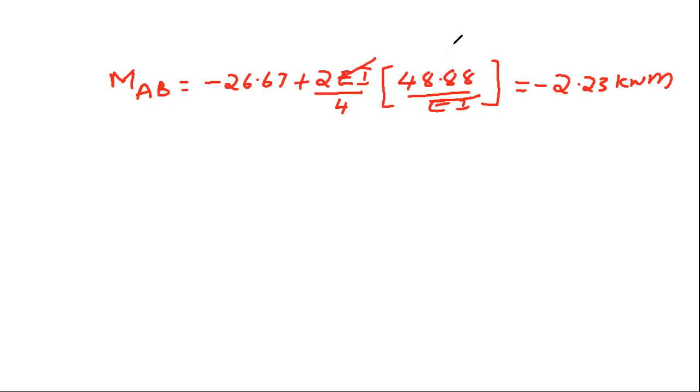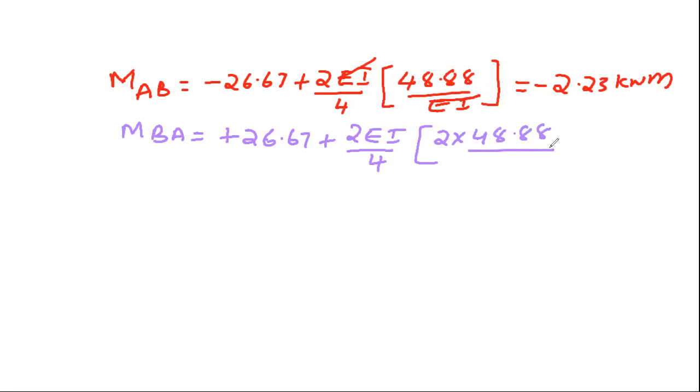Next, MBA. What is MBA? MFBA. MFBA is how much? 26.67 plus 2EI by L, and 2 theta B. So this is 4 meters, so 2 times theta B. Theta B is how much?